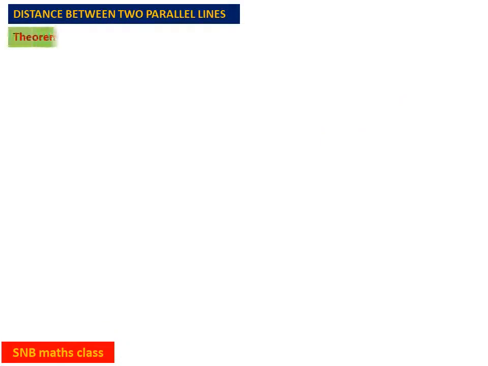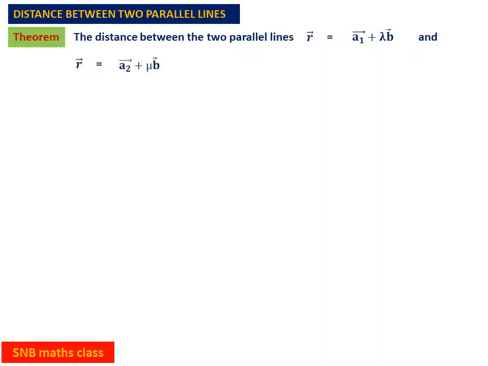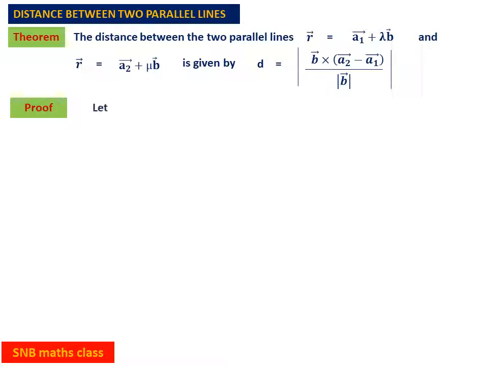Distance between two parallel lines. We can take it as a theorem. The distance between two parallel lines r equal to a1 plus lambda b and r equal to a2 plus mu b is given by, this is the formula, d equal to the magnitude of b cross (a2 minus a1) divided by the magnitude of b. Then of course you have to take the modulus because distance should always be positive. Now look here, the first line r equal to a1 plus lambda b, and the second line r equal to a2 plus mu b, so b is the same.